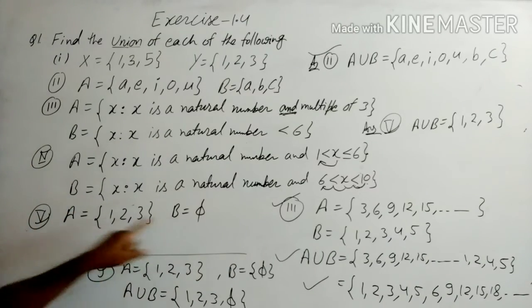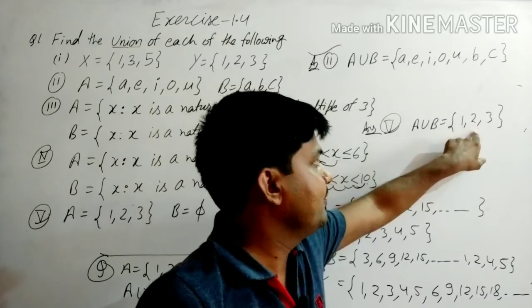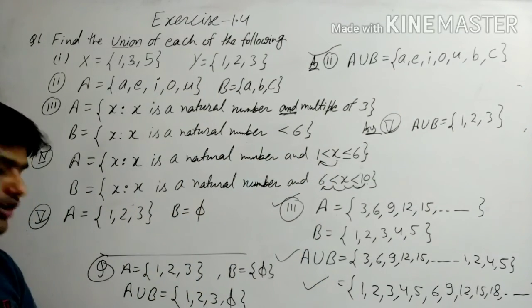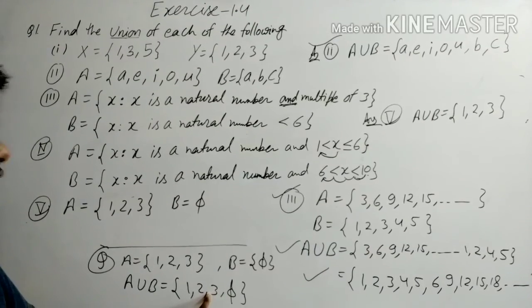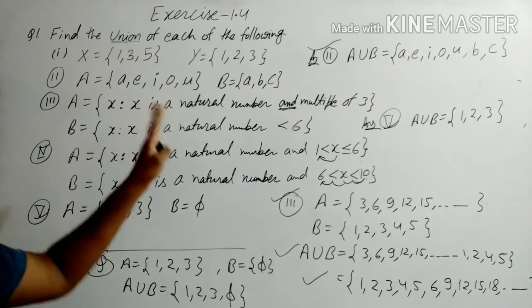So if our question is in this way, our union will be this one, and if our question is in this form, our union will be this one. So this is question number 1st. All 5 parts we did of question number 1st.